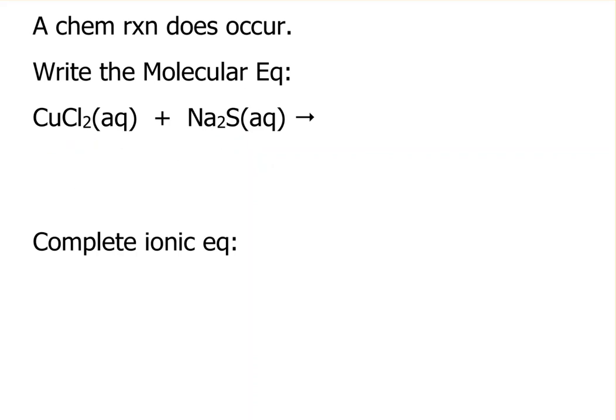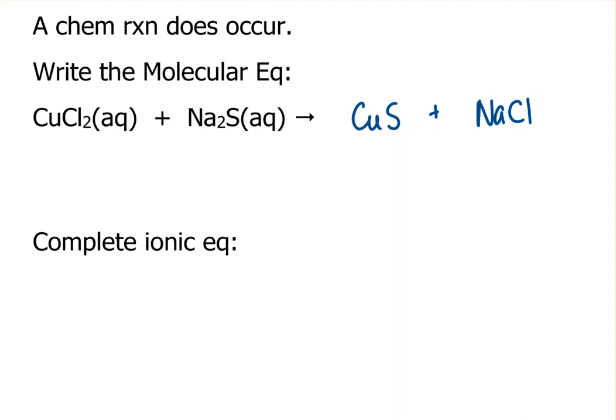Okay, so what's going to happen is that the positive part of one, or the front part of one, will go with the negative or back part of the other. So in other words, I'll have copper go with the sulfide, and then again the front of this one with the back of that one. Okay, and when I switch those, I also need to look at the charges and make sure these are good formulas for those compounds.